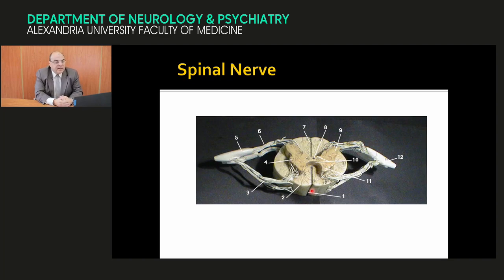This is the diagram to demonstrate how the peripheral nervous system is formed. It starts with two spinal roots: the anterior spinal root, or ventral root, or motor root, and the posterior spinal root, or dorsal root, or sensory root. Both spinal roots unite together in the intervertebral foramen to form the spinal nerves. The spinal nerves then pass into plexuses, and the plexuses give off peripheral nerves.